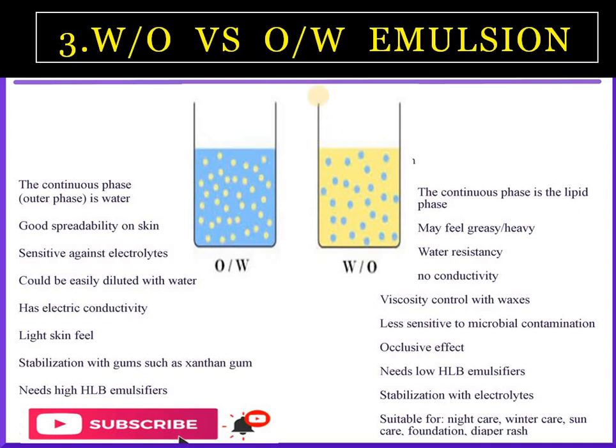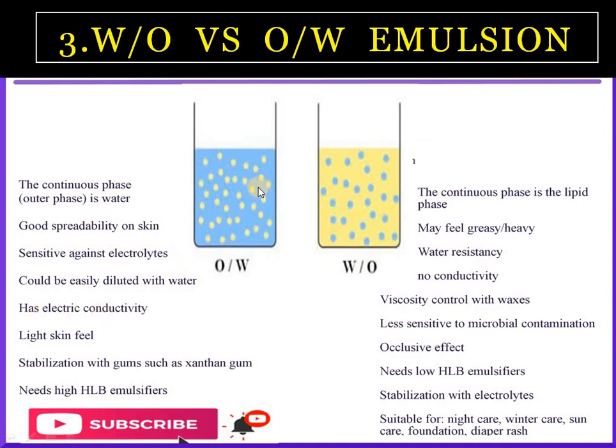So here in this type of emulsion, the continuous phase is water, which is present in a large quantity. Here it will be oil. This type of emulsion is used for spreading on the skin, and it may feel greasy because oil is present in a large quantity. It is sensitive against electrolytes. It is water resistant. The oil in water type could easily be diluted with water because water is present in large quantity, but this one cannot be diluted with water easily. It can be diluted by addition of oil.